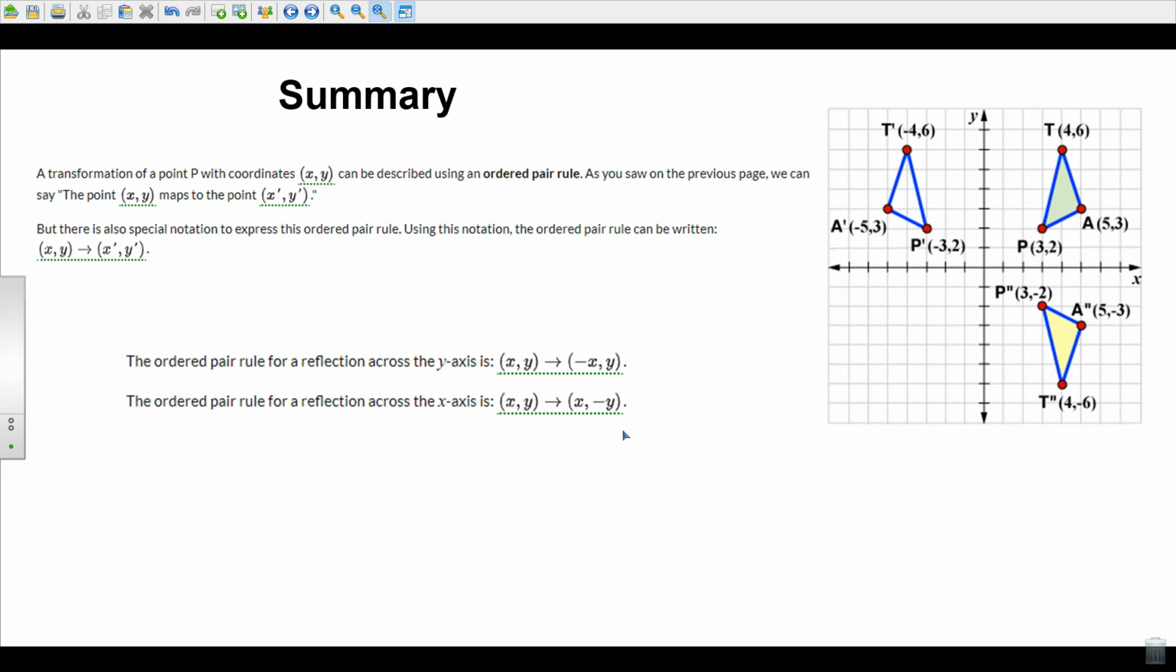So those are some basics on reflecting figures across the x and y axis on a coordinate plane and what happens to the ordered pairs.